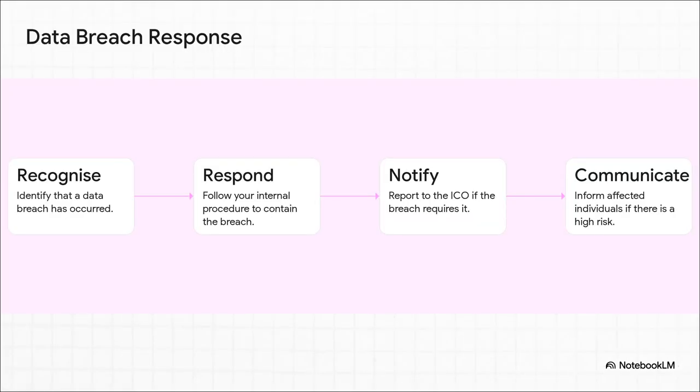And if a breach does happen, having a clear plan is everything. This is not the time to panic. It's time for a simple four-step process. First, recognize there's a problem. Then, respond immediately to contain it. Next, notify the authorities if you have to. And finally, communicate with anyone affected if the risk is high. Simple, clear, and absolutely essential.